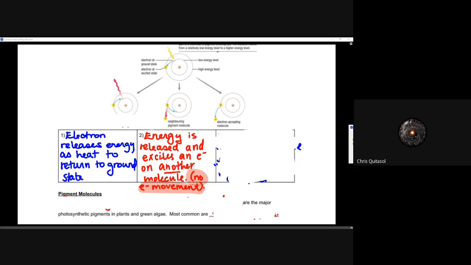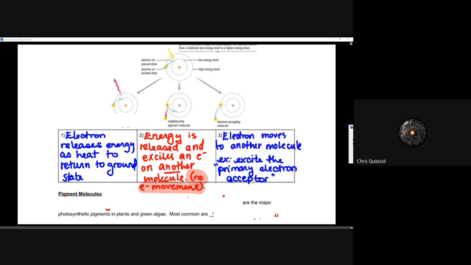The last thing that it can do is that the electron moves to another molecule. So in this case, unlike that previous example I talked about, we're moving an electron. It's going to excite that primary electron acceptor. As I said, with regards to the second step, where there's no electron movement and how it parallels aerobic respiration, now we have electron movement exciting a primary electron acceptor.